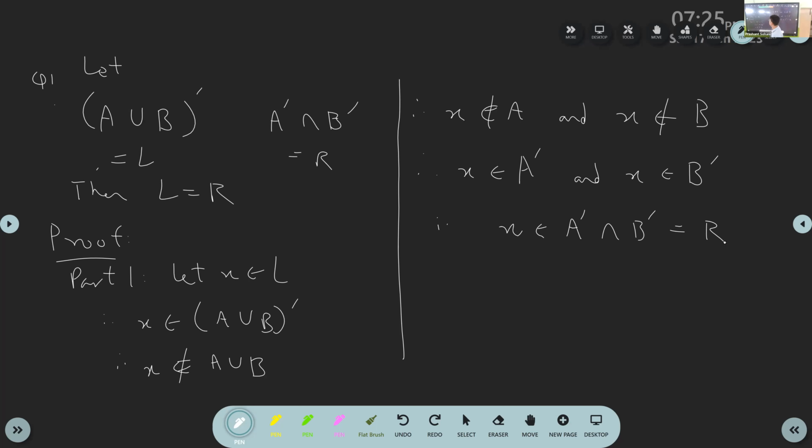So, this complement is a very funny operation because when you take the complement inside, it also distributes. The complement goes to both the sets, but the sign changes. The union becomes intersection.